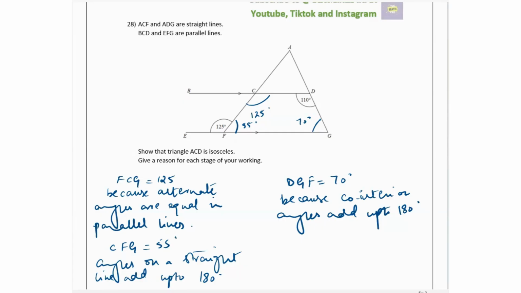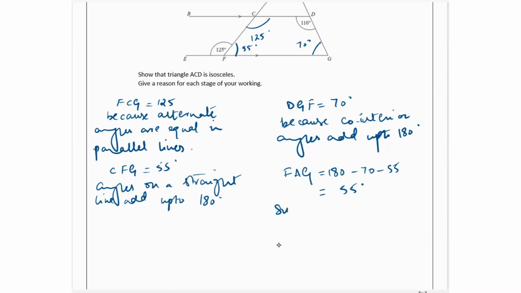Now, after that, we need to find angle A because we have to prove that ACD is isosceles. So for angle A, FAG would be 180 minus 70 minus 55. That gives us 55. So this is 55. And the reason being that the sum of angles in a triangle equals 180.